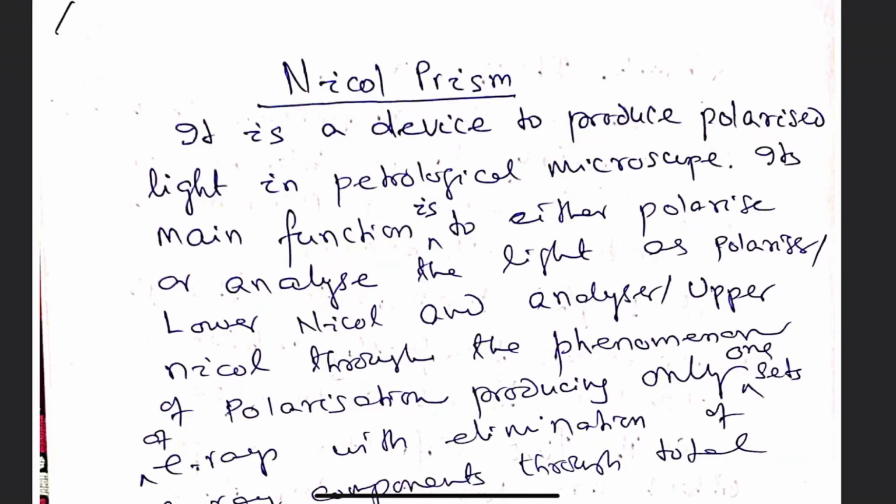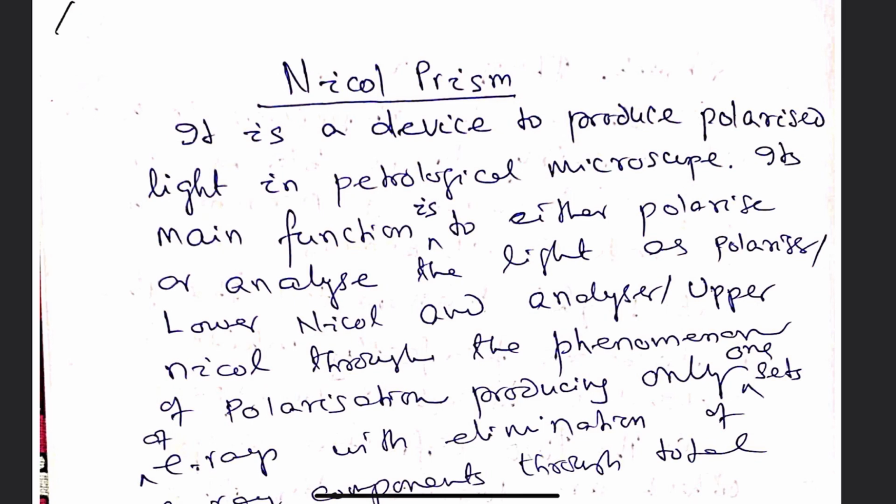Hello students, today we will discuss the Nicol prism. It is a device used in petrological microscopes to produce polarized light. That's why it is used as a polarizer or as an analyzer. When it is used as a polarizer, it comes at the bottom. That's why it is otherwise called the lower Nicol.